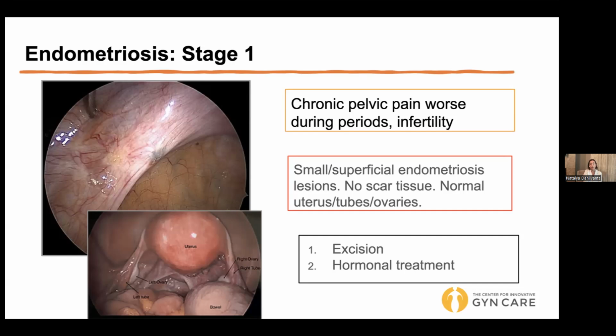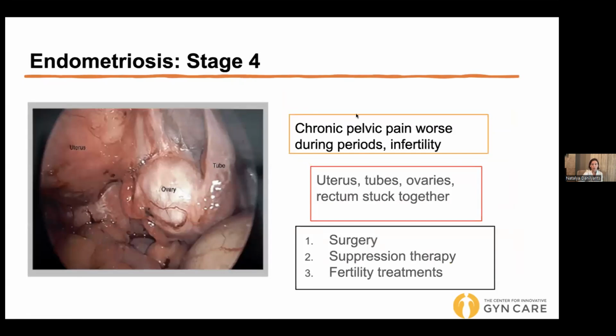And so, if the patient is not trying to get pregnant at this moment, if they have not already been taking it, we would start the patient on a birth control type of medication for this mild endometriosis.